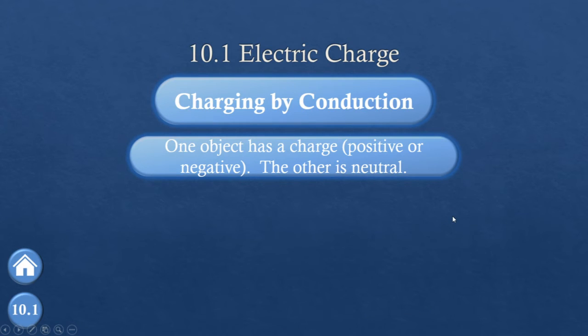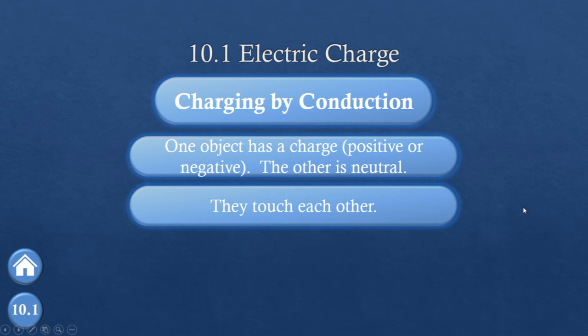Next, let's talk about charging by conduction. Now, in charging by conduction, one of the objects already has to be charged. So maybe it got charged by friction against some other object. It doesn't really matter. The point is it already has a charge. The other object can be neutral.